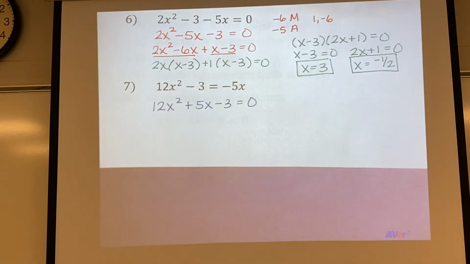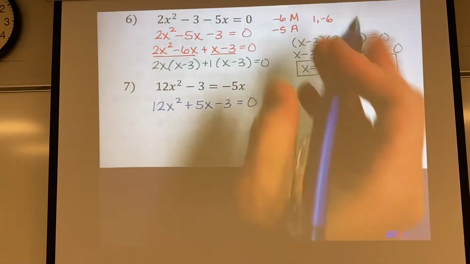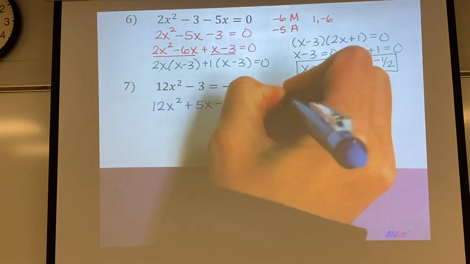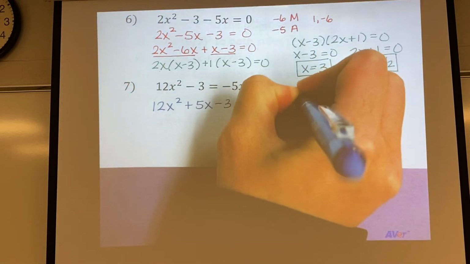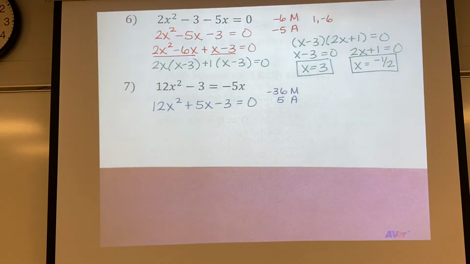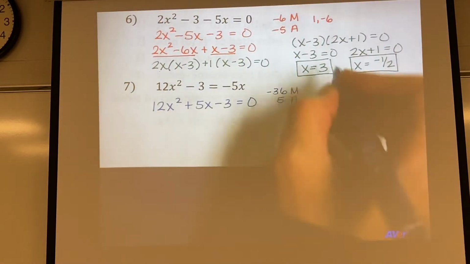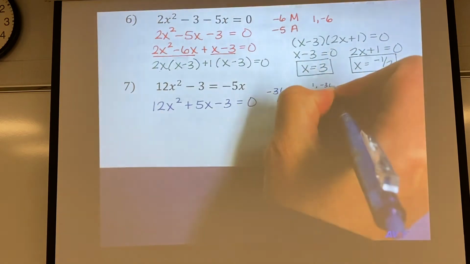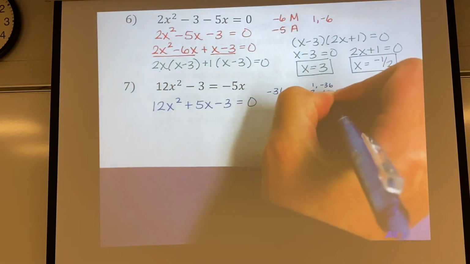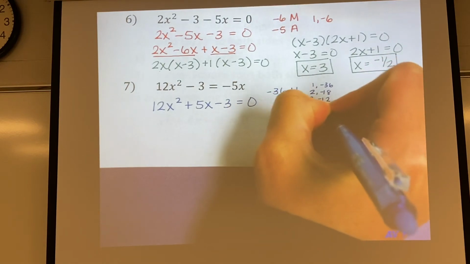So it's really important that it's in the right order. Then we're going to take 12 times negative 3, that's negative 36. And we want something that multiplies to get negative 36, but adds to get 5. So you can go through your list: 1 and negative 36, 2 and negative 18, 3 and negative 12, 4 and negative 9.